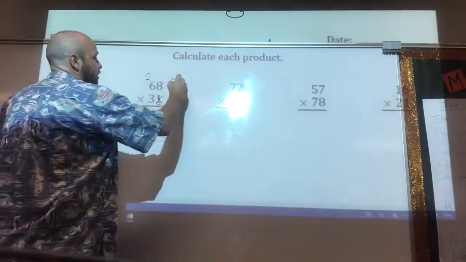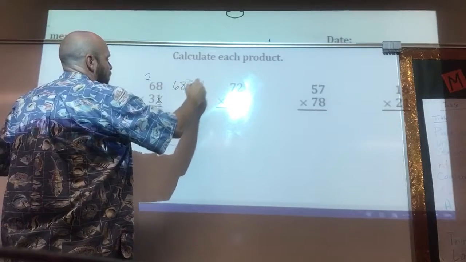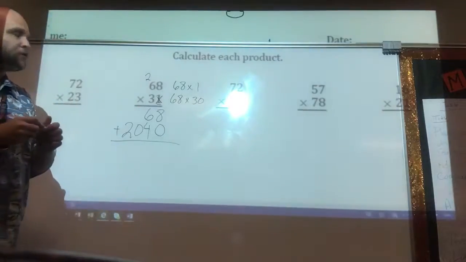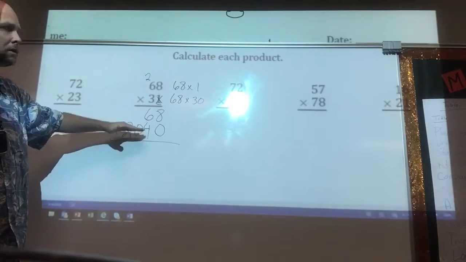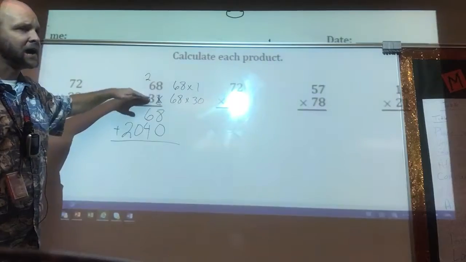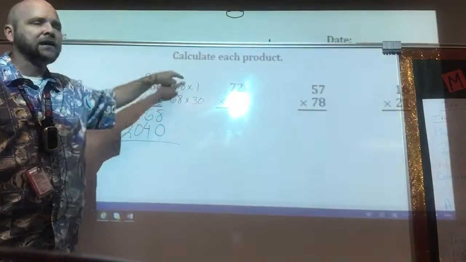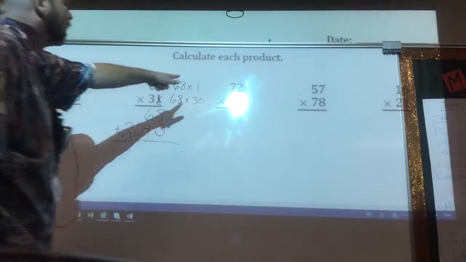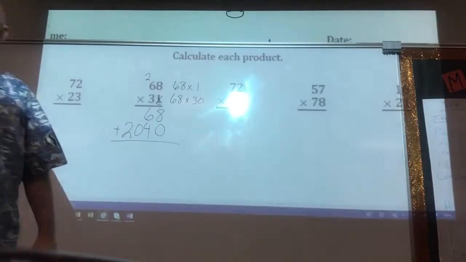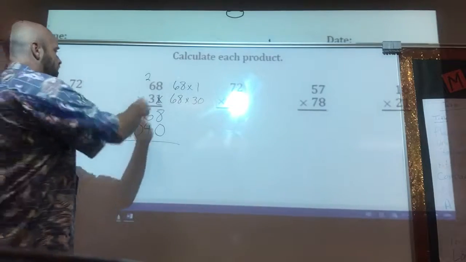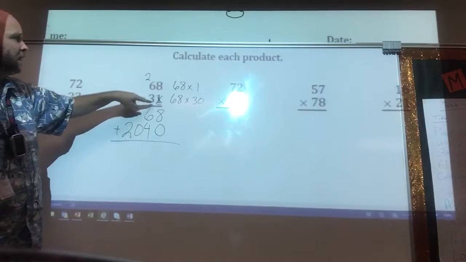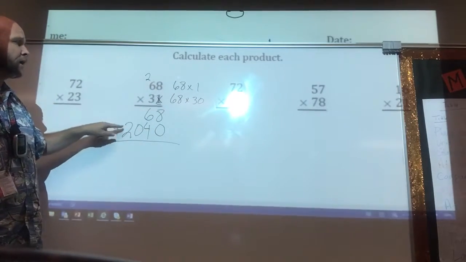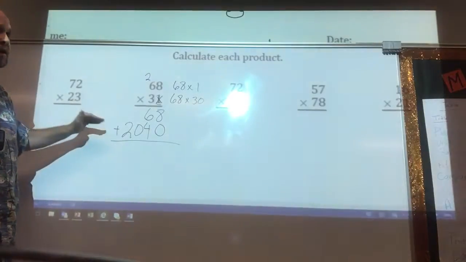So what we did is we multiplied 68 times 1 and 68 times 30. Okay, so if you don't like this method here, break apart your second factor. Just break it up like I did here and do it that way, and then add your two products together. Because that's exactly what you did here. Because 68 times 1 is 68. 68 times 30 is 2040. So that's exactly what you did.